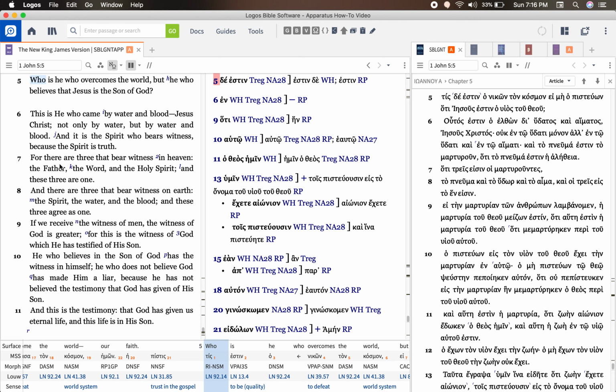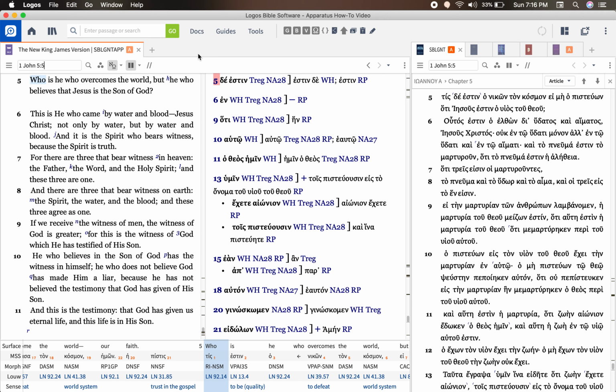But it's verse 7, for there are three that bear witness in heaven, the Father, the Word, and the Holy Spirit, and these three are one. And a lot of the earliest reliable manuscripts don't have that. And so it's oftentimes left out of some of the newer translations. I don't believe the ESV has it. I'm not sure about the NASB. I would have to check.